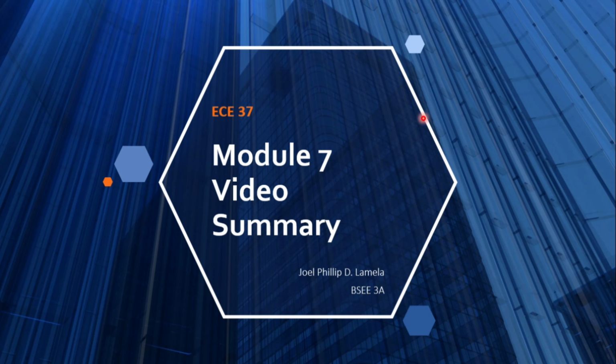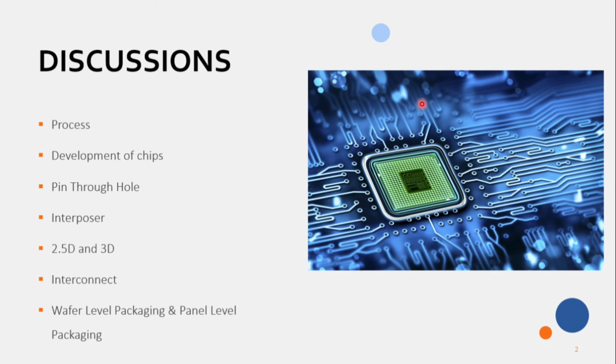Today, I will be discussing a video summary of Module 7, which entails the microprocessor. So this will be about the process of how the chips are made, the developments of chips, the pin through hole, the interposer, 2.5D and 3D technology, the interconnect, and wafer level packaging and panel level packaging.